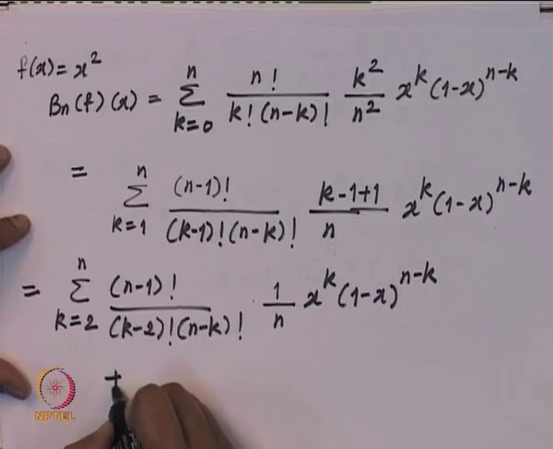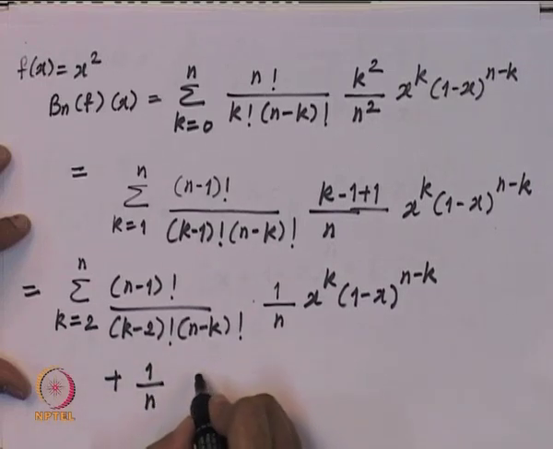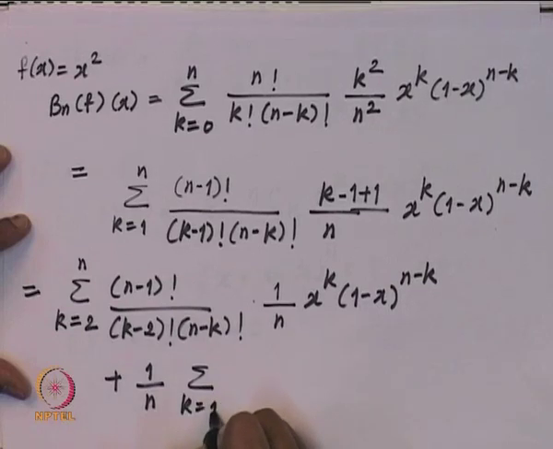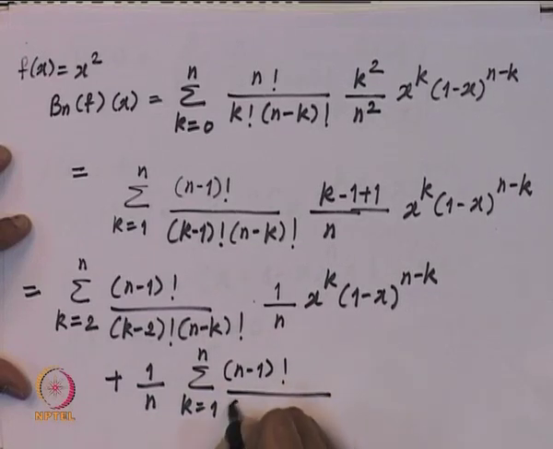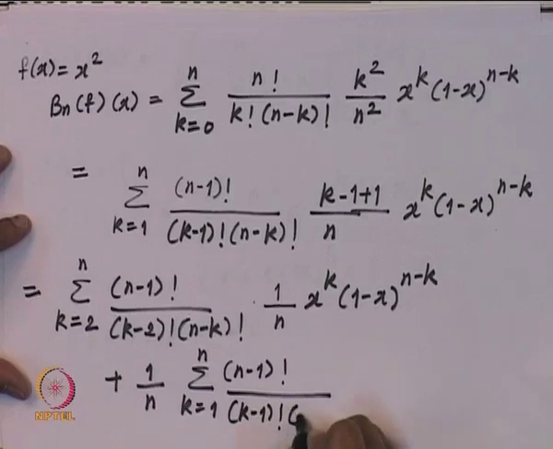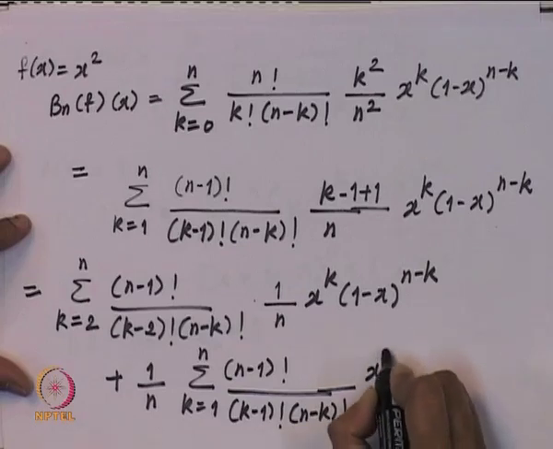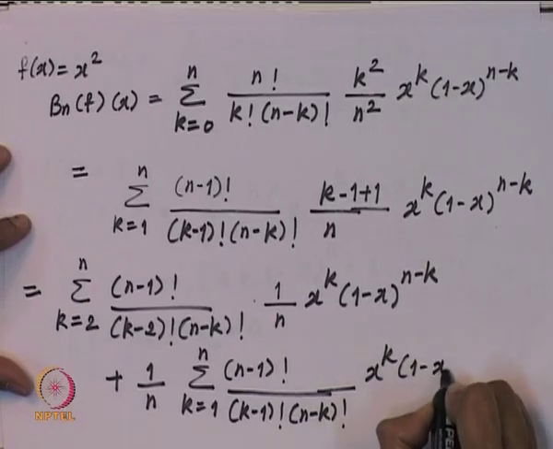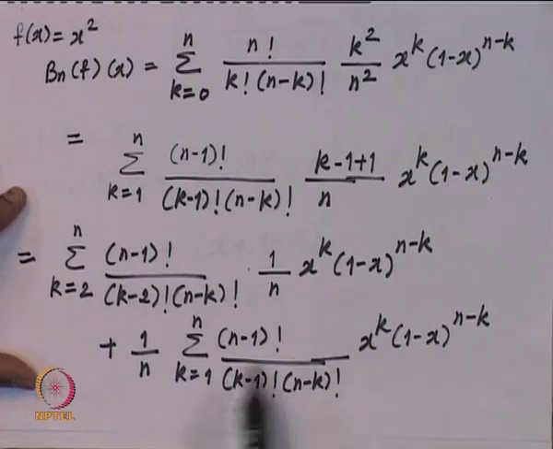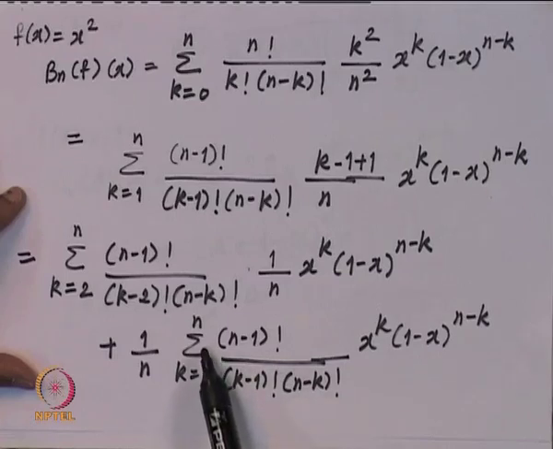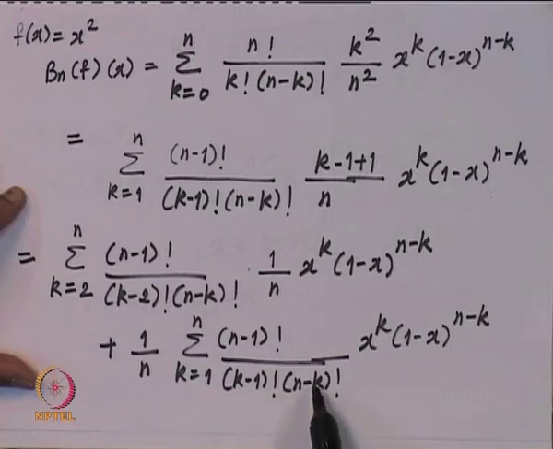Other term will be plus 1 by n summation k going from 1 to n, n minus 1 factorial by k minus 1 factorial, n minus k factorial, and then you have got x raised to k, 1 minus x raised to n minus k. Here in the second term I can take x common, and then as before you have summation k goes from 1 to n, n minus 1 c k minus 1.